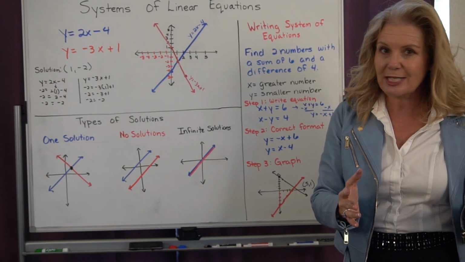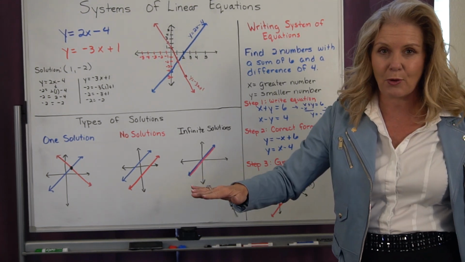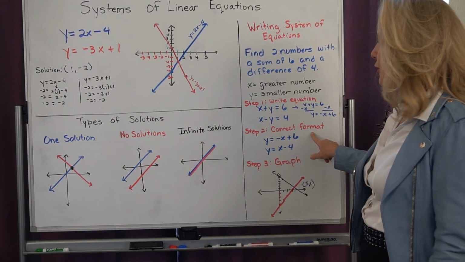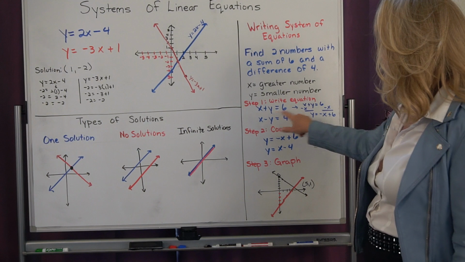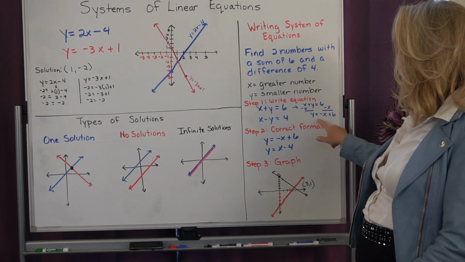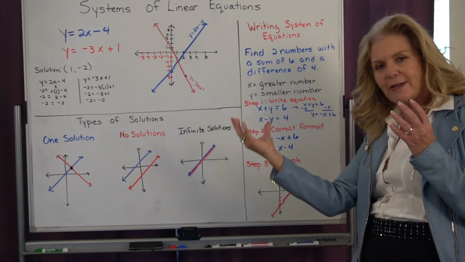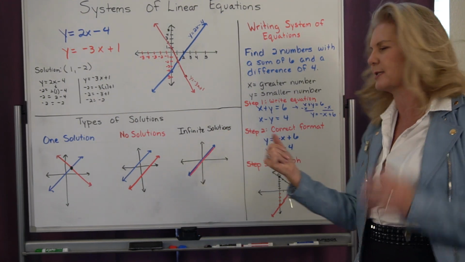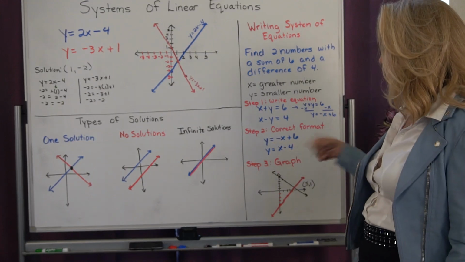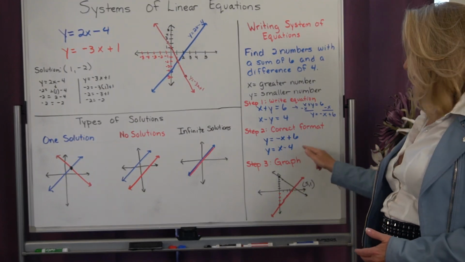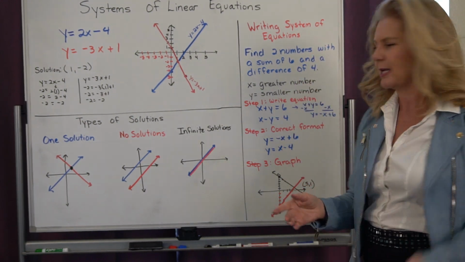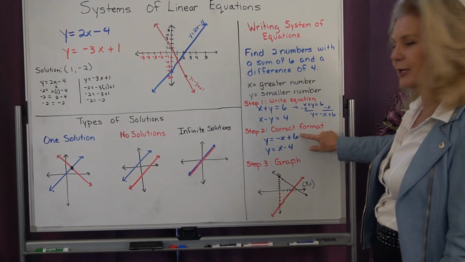Okay, I've got my equations, but notice they are not in proper function format. And so what I need to do is I need to correct that format. So remember, you take that original equation, you're going to subtract x from both sides, so you're just moving that x to the other side of the equal sign. So when I correct the format for both of those, I get y equals negative x plus 6 and y equals x minus 4.